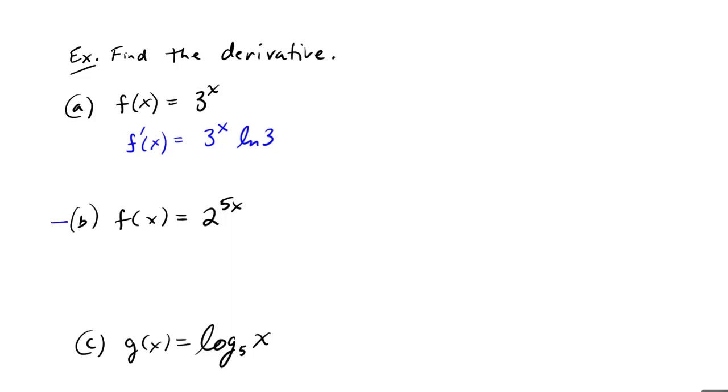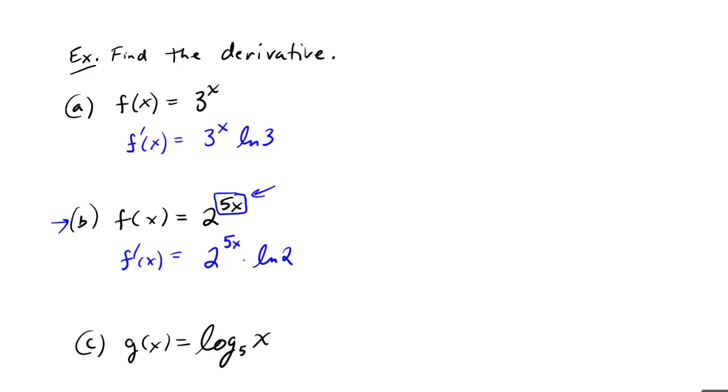All right, in this next one here in b, I have something a little more complicated. I have both a non-base e and I have a chain rule. So again, I'm going to look at this 5x as a something. So when I take the derivative, I'm saying basically I have 2 to the something. 2 to the something should give me back 2 to the something, but then I have to multiply by ln 2 because it's not base e.